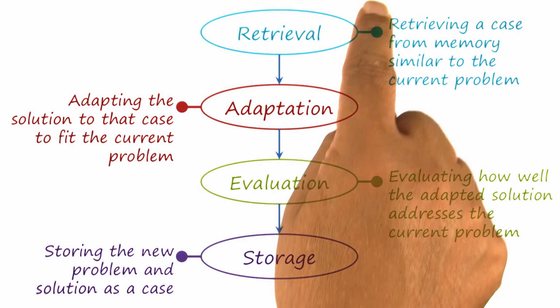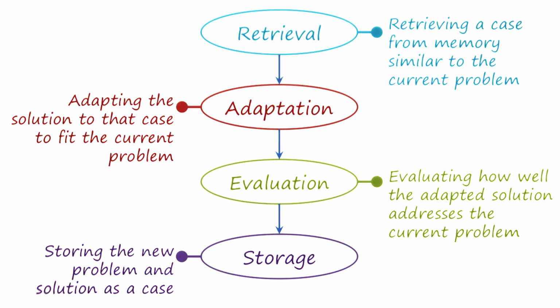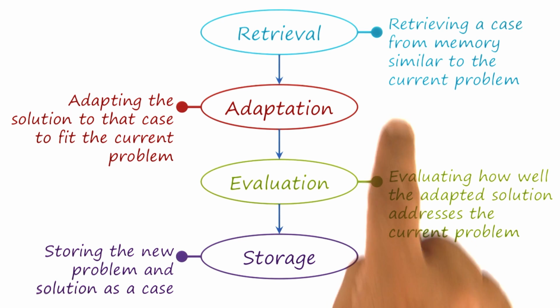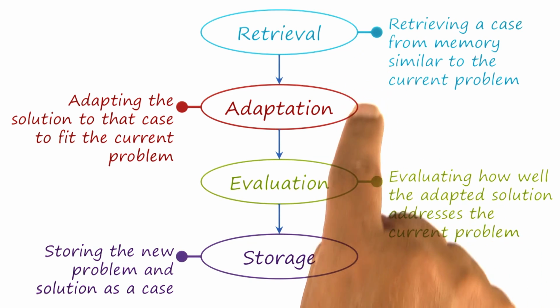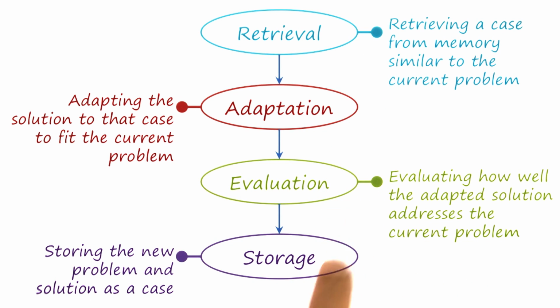Notice that this case-based reasoning process unifies memory, reasoning, and learning. There is a case memory that contains a large number of cases, and that's how we retrieve cases that are relevant to the current problem. We reason when we adapt and evaluate, and we learn when we store the new case back into the case memory.